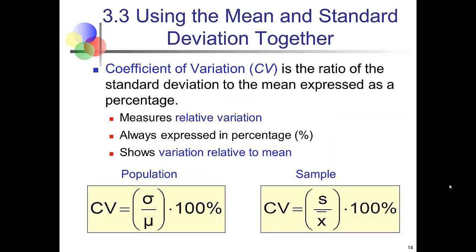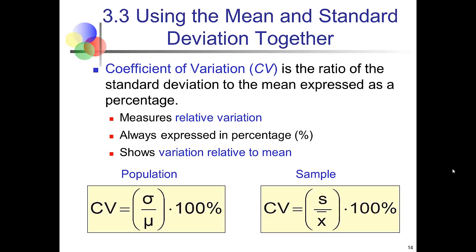Now, section 3 puts together stuff from section 1 and section 2. They entitled this section Using the Mean and Standard Deviation Together because we're going to talk about a couple of ways that we can use those two things together to say some more stuff about our data. So the first thing from this section is the coefficient of variation.